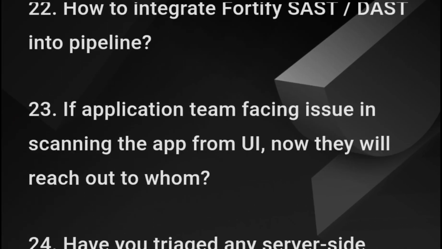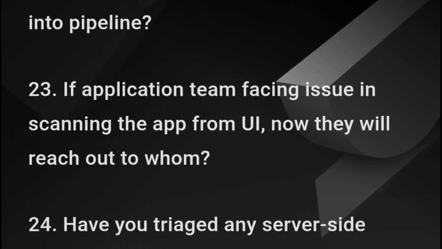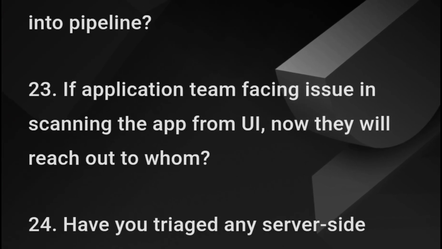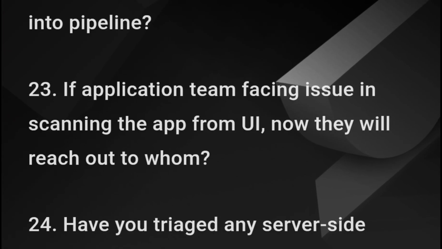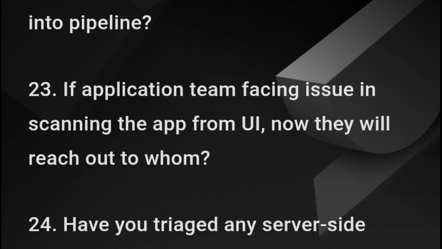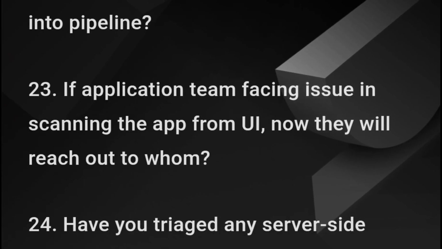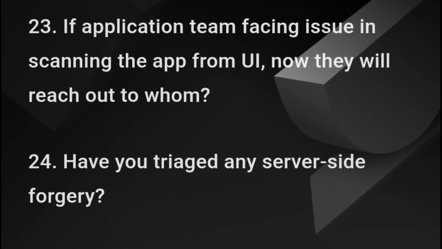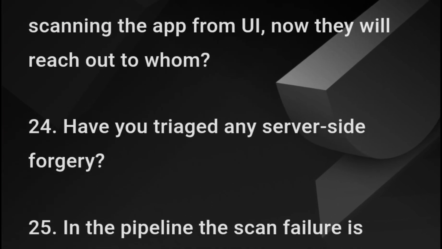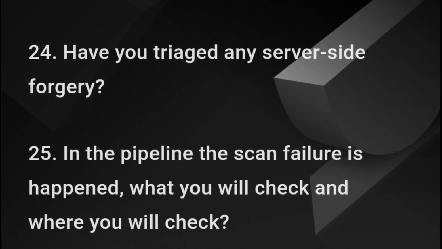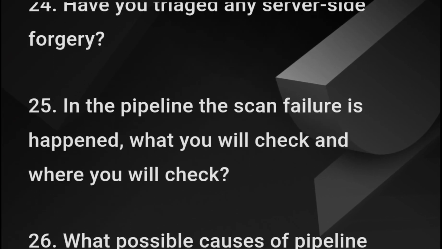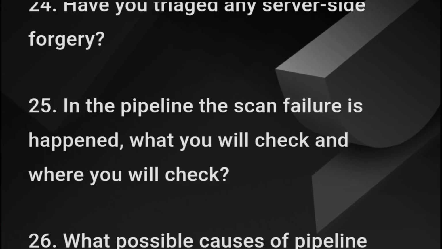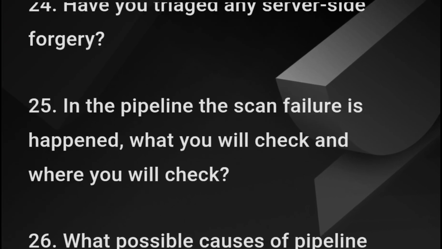If an application team is facing an issue scanning the application from the UI, whom will they reach out to: a DevOps person like you, or the security team? What exactly is the process, he asked. Have you tried any server-side request forgery? It's regarding the vulnerability. And in the pipeline, if a scan failure happens, what will you check first, and where will you check, and what exactly are the steps you will take?